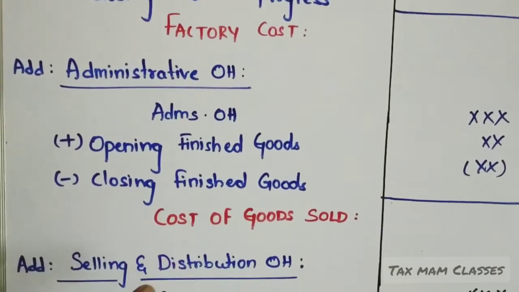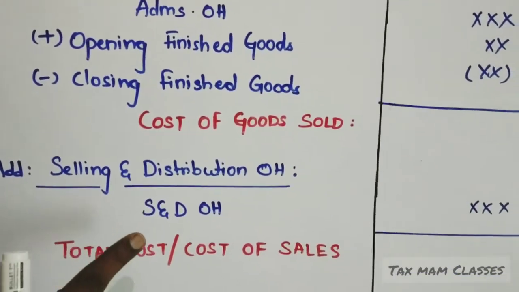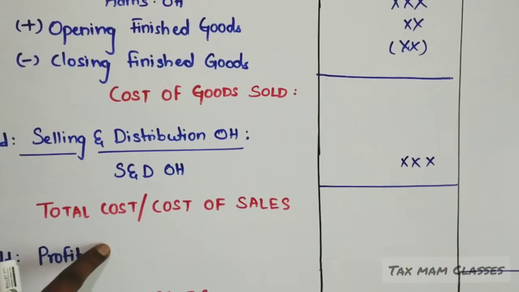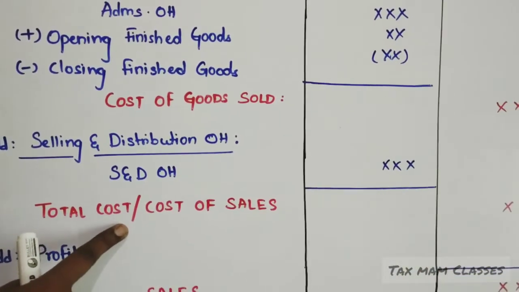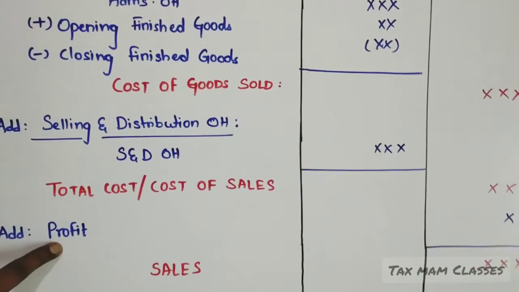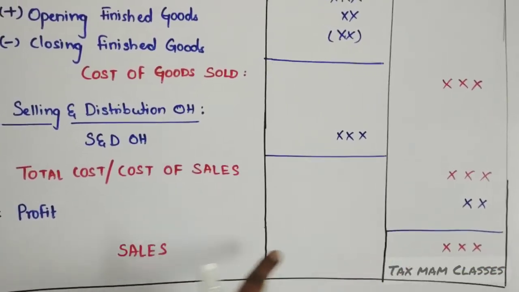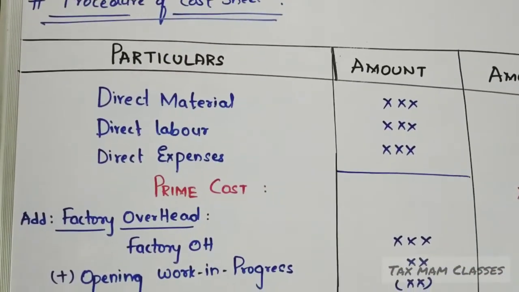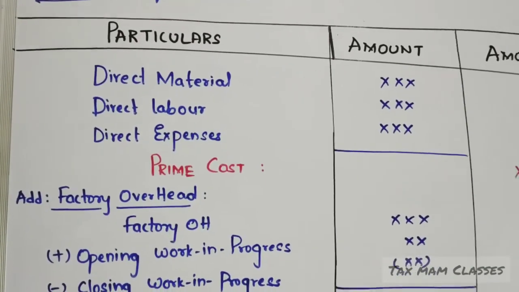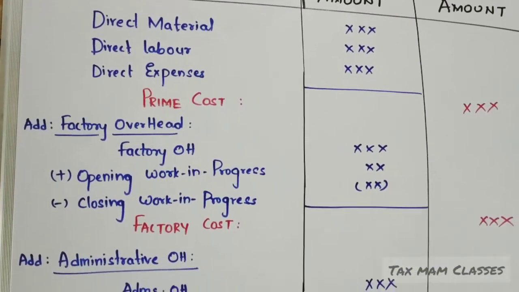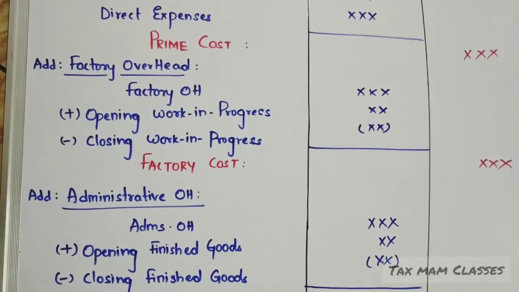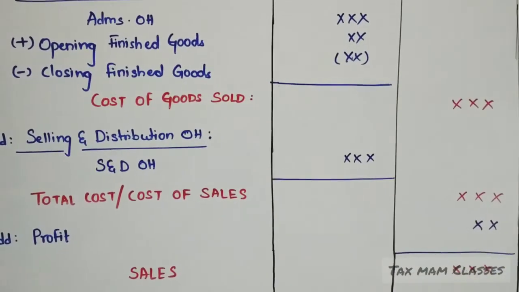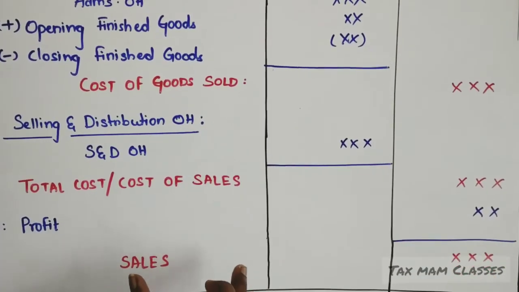And to this we will add selling and distribution overhead. If we add selling and distribution overhead, the amount we get we will call the total cost or cost of sales. To this, if we add the profit, the amount we get will be called the sales. So see, this is the pro forma for how we determine the total cost or total expenditure met by the producer or manufacturer in producing the products. In this pro forma, the amount we get at the end is the sale.